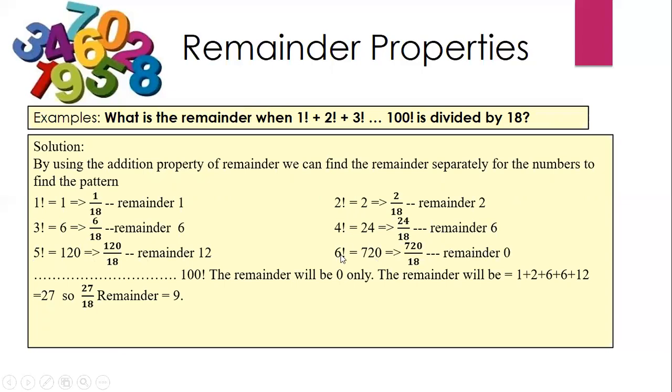Once we get remainder 0 for 6 factorial itself, then 7 factorial also contains 6 factorial in it. So after that, till 100, the remainder will be 0. Now, in order to find the remainder, we can add only the values till 5 factorial: remainders 1 plus 2 plus 6 plus 6 plus 12. We get 27, but 27 is greater than 18. So again we divide 27 by 18, and we get the remainder 9.